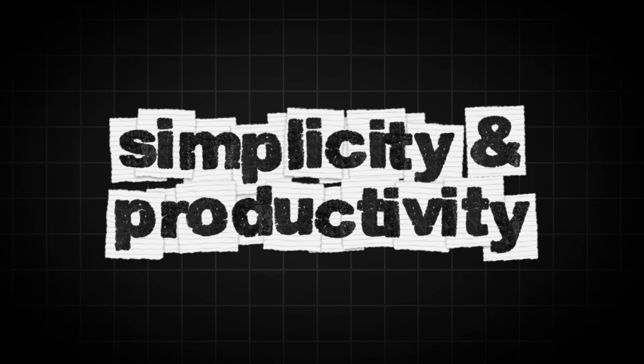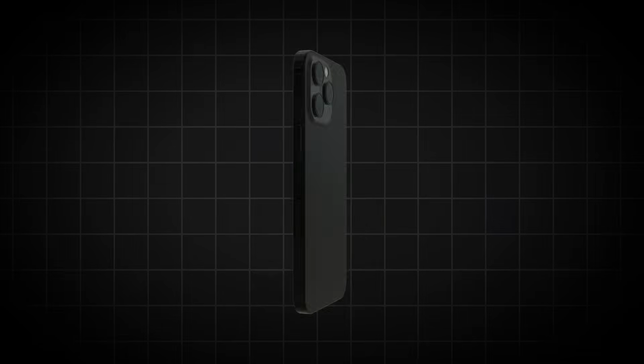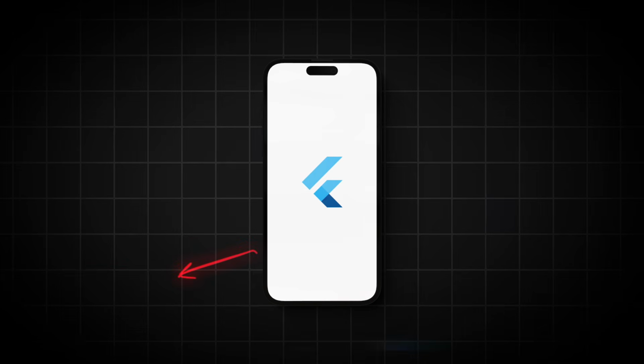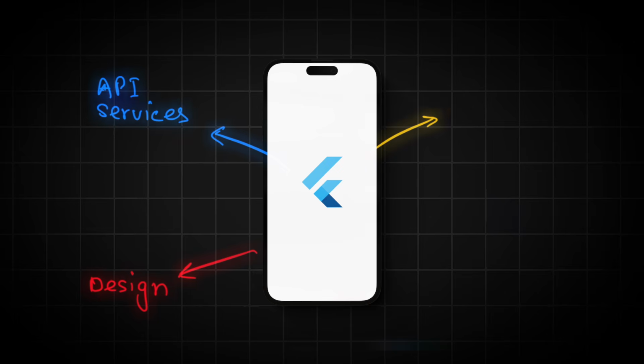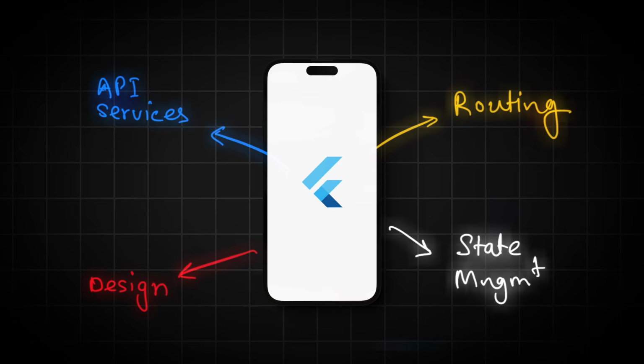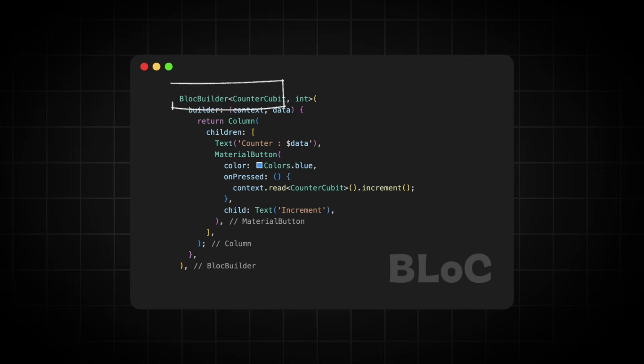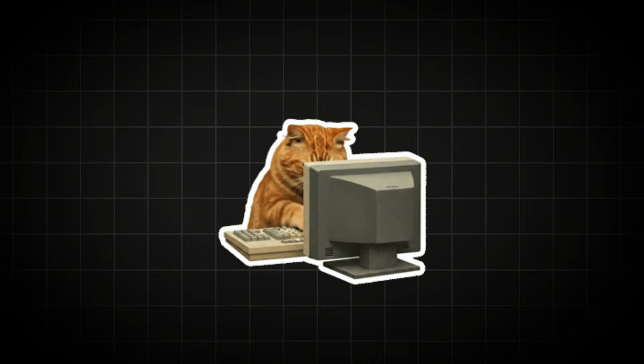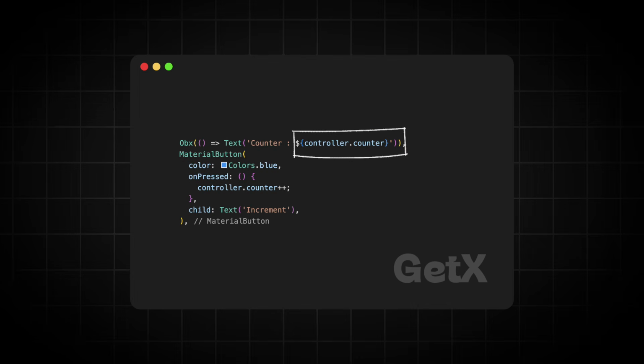The biggest reason I prefer GetX is simplicity and productivity. Flutter development already involves a lot of moving parts: UI, APIs, navigation, dependency injection, and state management. What GetX does really well is reduce boilerplate. Instead of writing a lot of setup code, streams, providers, or complicated architecture layers, you can often solve things with very simple and readable logic.